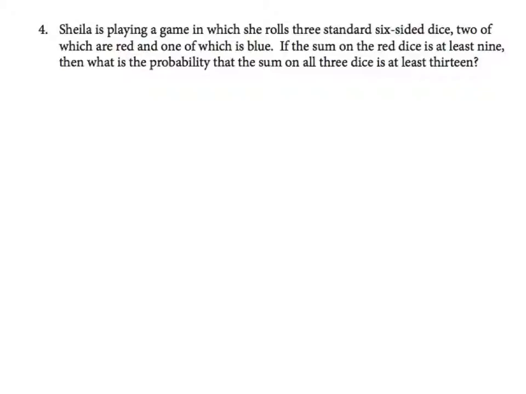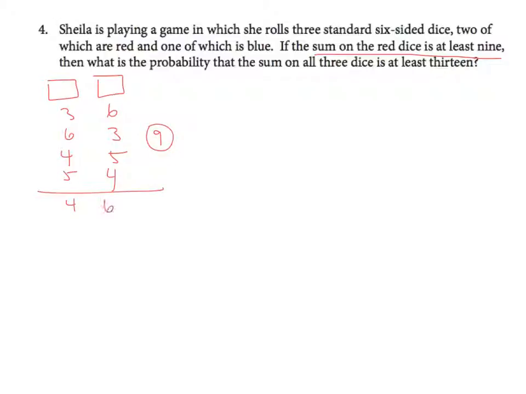So the first thing that we are told is that the sum on the red is at least 9. So if I have my 2 red dice here, what are the ways that I can get sums of at least 9? Sums of 9 could be 3 and 6, 6 and 3, 4 and 5, or 5 and 4. To get a sum of 10, I could have 4 and 6, or 6 and 4. Now these are different. Rolling a 4 and then a 6 is different than rolling a 6 and then a 4. Or I could have 5 and a 5. That would give me a sum of 10.